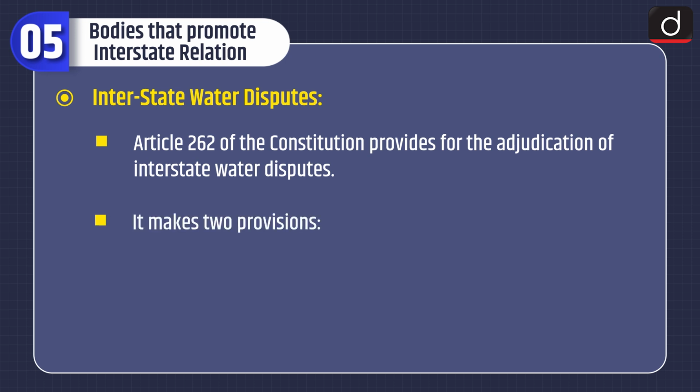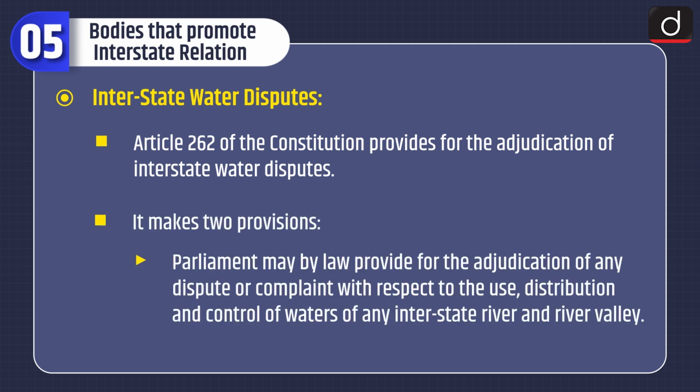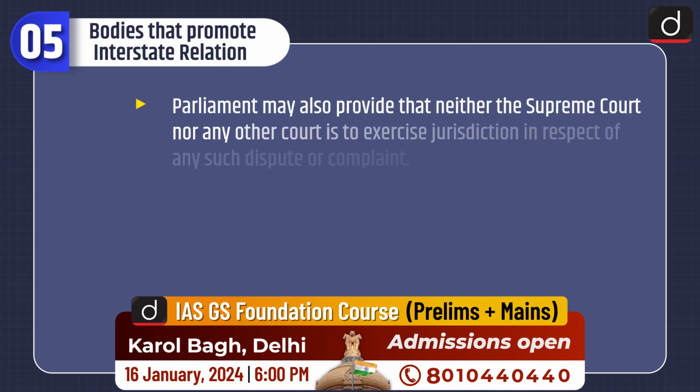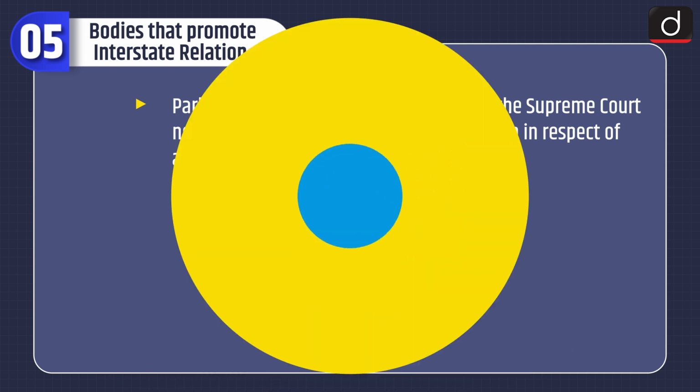It makes two provisions. Parliament may by law provide for the adjudication of any dispute or complaint with respect to the use, distribution and control of waters of any interstate river and river valley. And Parliament may also provide that neither the Supreme Court nor any other court is to exercise jurisdiction in respect of any such dispute or complaint.